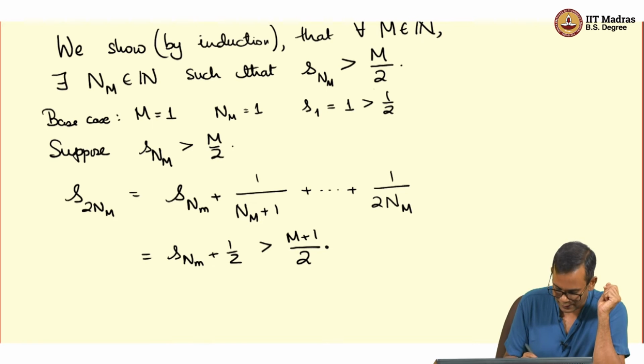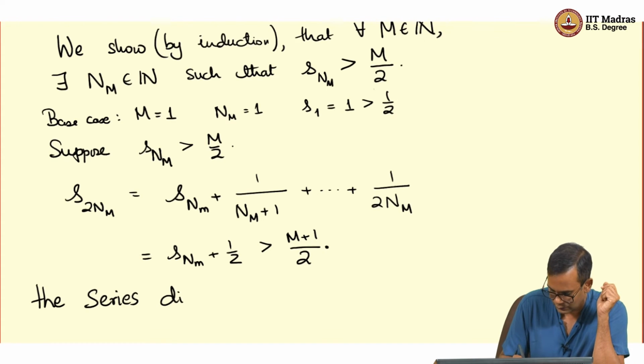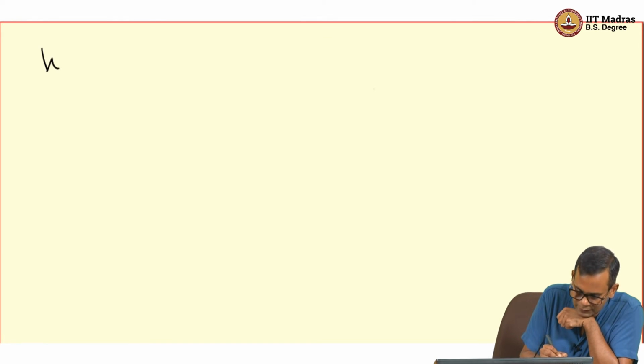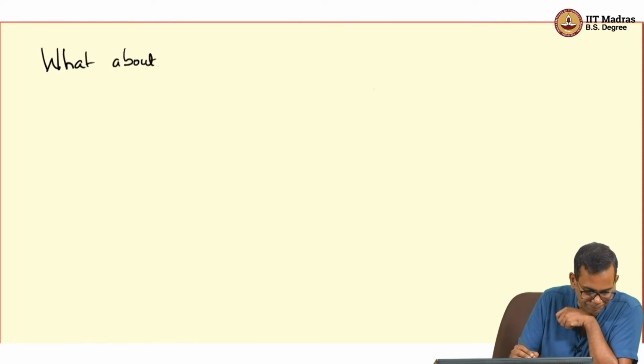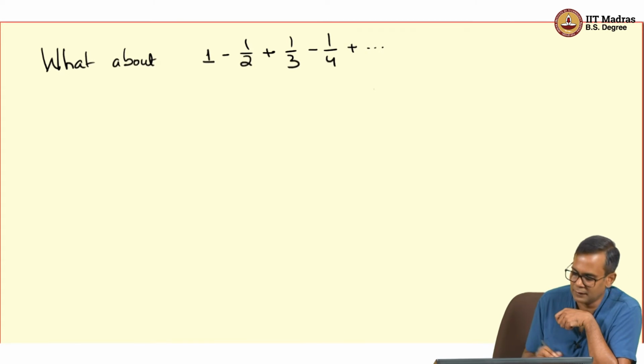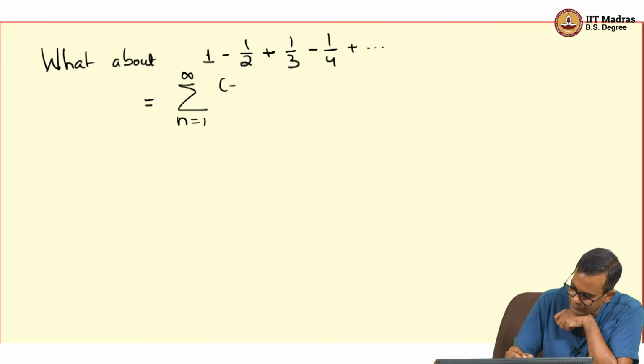In this case, we say that the series diverges to infinity. Let us change the series that we were looking at slightly. What about the series, the infinite sum 1 minus half plus 1/3 minus 1/4 plus, right, which I can write in sigma notation as summation n goes from 1 to infinity of (-1)^(n-1) over n.